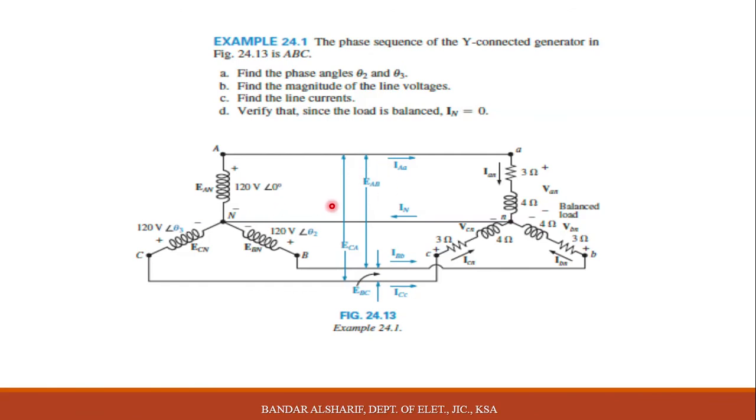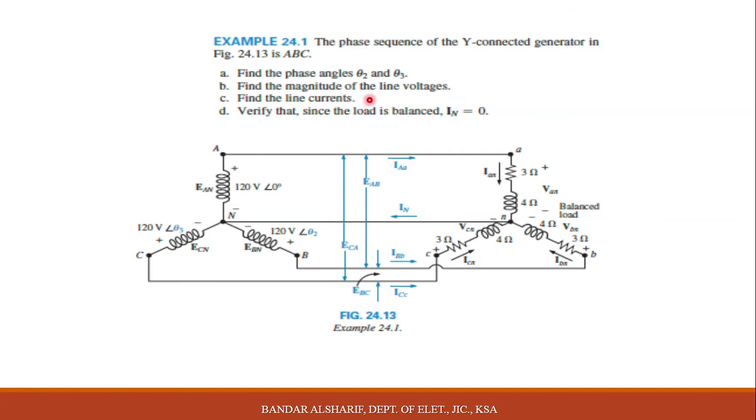Let us start solving one by one. For example, find the phase angles theta 2 and theta 3. We know that it is ABC sequence. Then theta 2 will be minus 120, and theta 3 will be plus 120, or we can say theta 3 is plus 120 and theta 2 is plus 240, as we mentioned in the last lecture.